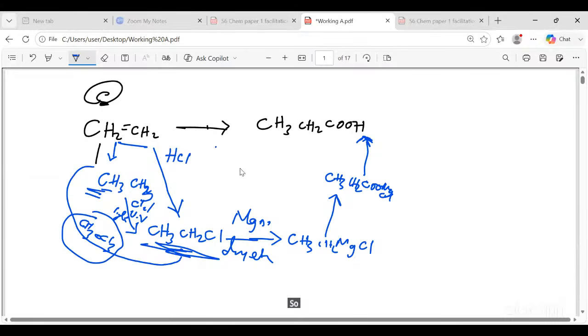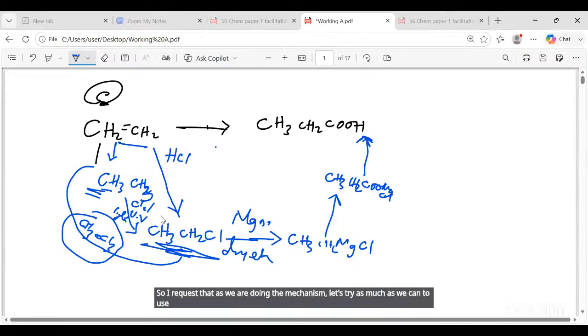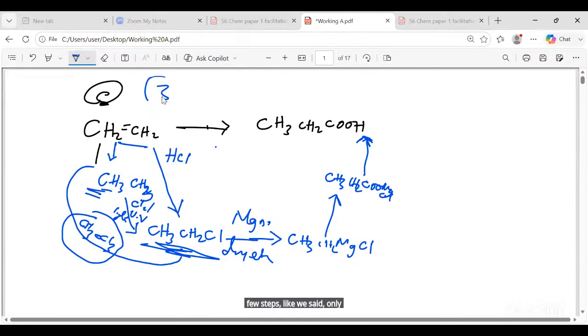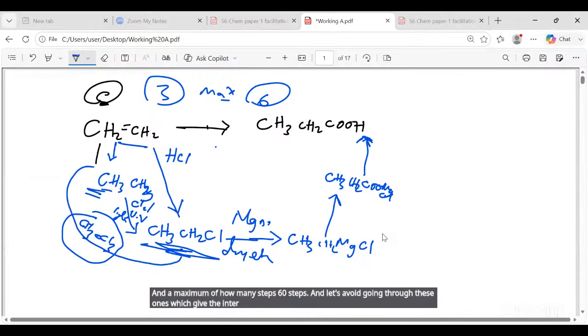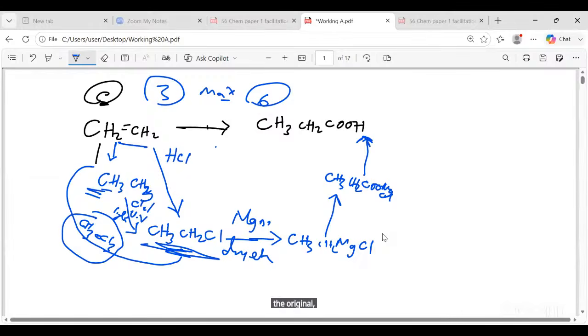So I request that as we are doing the mechanism, let's try as much as we can to use few steps. Like we said, only 3 steps and a maximum of how many steps? 6 steps. And let's avoid going through these ones which give the intermediates, not the final, major product.